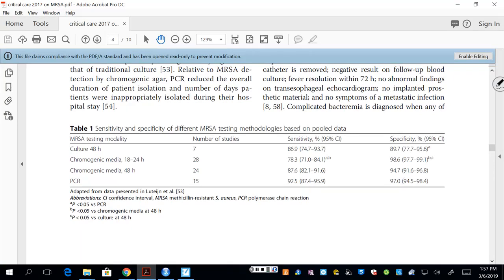Okay. But anyway, among these, PCR is the highest of those, right? Is there anyone that looks conclusively lower in sensitivity than PCR? Chromogenic media, 18 to 24 hours. Its confidence interval is 71 to 84, where this one's 87 to 90.